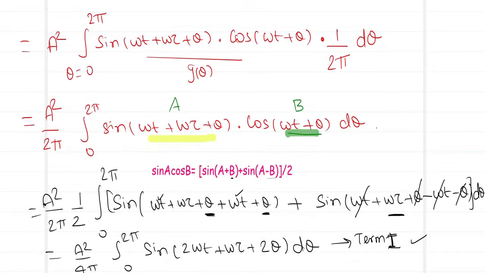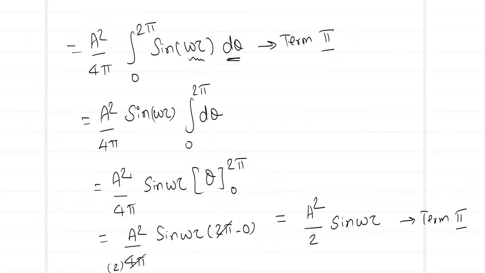So when we move on to check term 1 plus term 2, we see that term 1 has now vanished and become equal to 0, leaving us with just our term 2 value. Hence the final value for your cross correlation now becomes A square divided by 2 sine omega tau. Thank you.